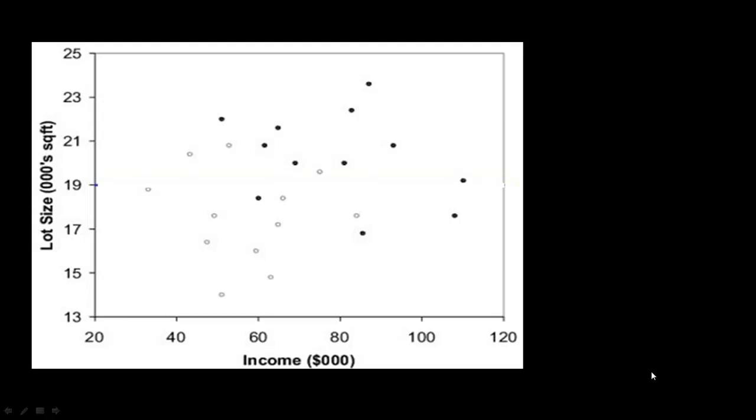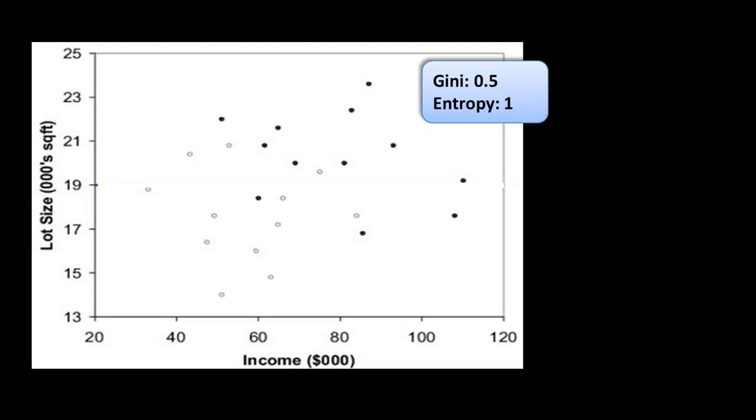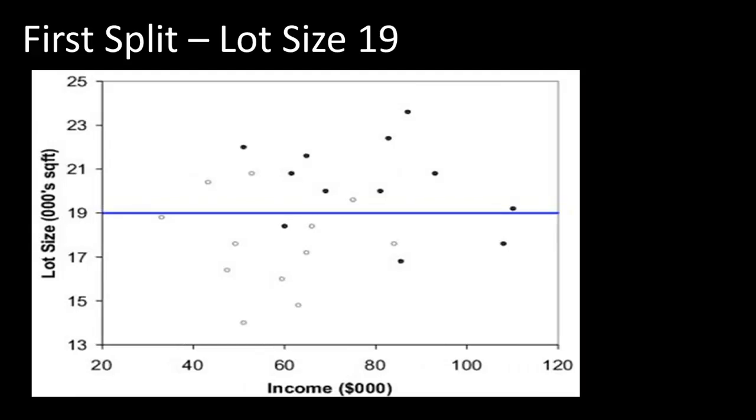So this is how our initial data without any partition looks. And we already know that its Gini measure is 0.5 and its entropy is 1. We could use either of these measures. Now we consider the first split.